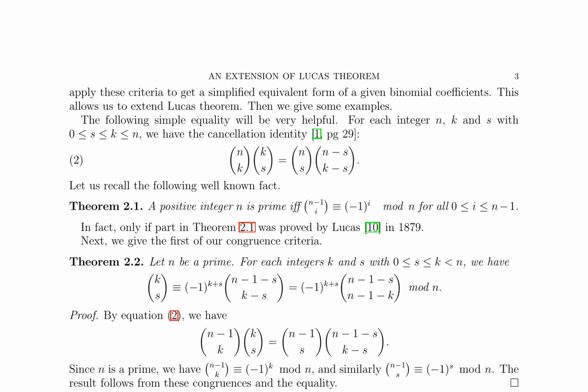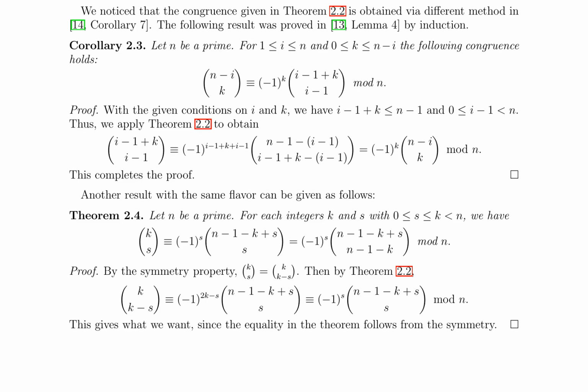A direct consequence of this theorem is Corollary 2.3, which gives an alternative form of the congruence criterion, involving the binomial coefficient $\binom{n-i}{k}$, for some integer i such that 1 ≤ i ≤ n and 0 ≤ k ≤ n-i. This corollary states that under these conditions, we have $\binom{n-i}{k} \equiv (-1)^k\binom{i-1+k}{i-1} \pmod n$.